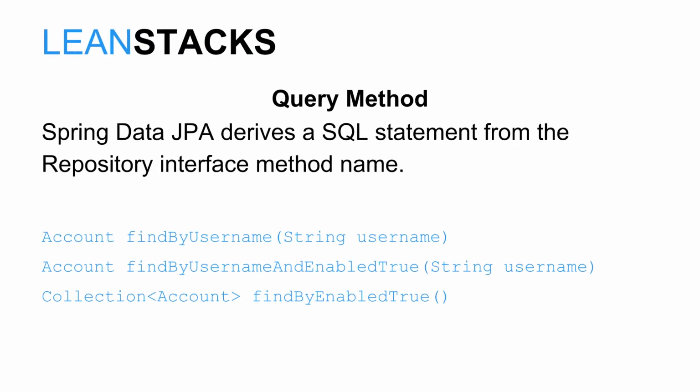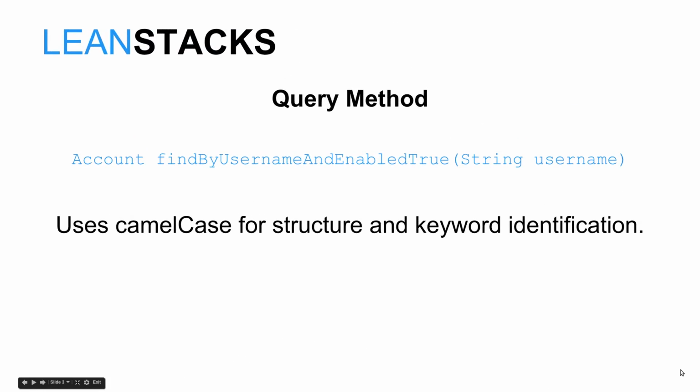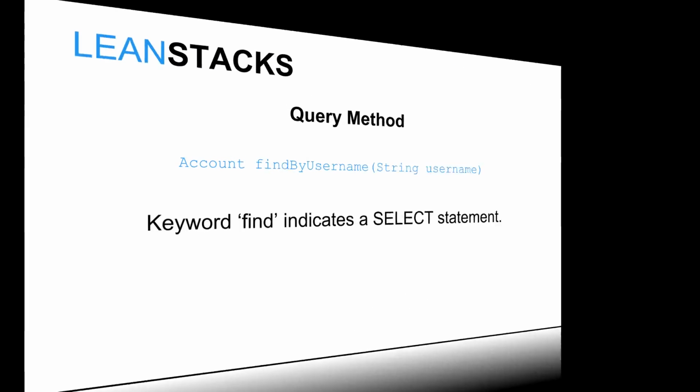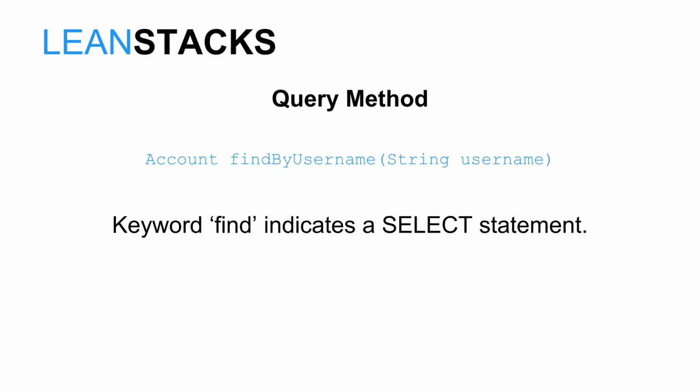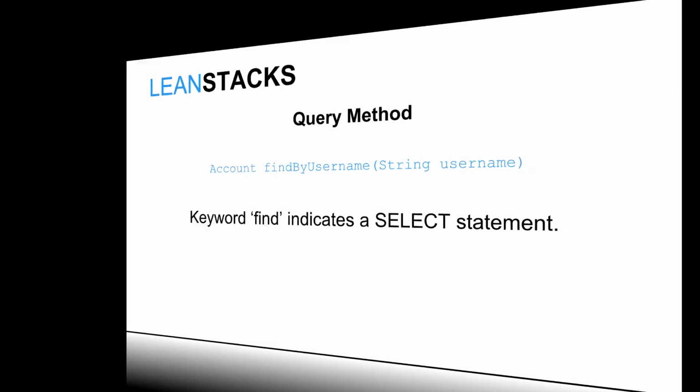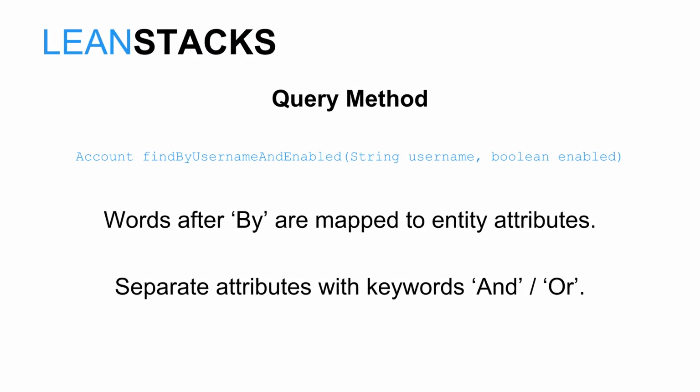Using the query method approach, Spring Data analyzes the structure of method names declared on repository interfaces and creates SQL statements. Spring Data uses camel case to parse method names into words. Next, it analyzes the words to create a SQL statement. For example, the method findByUsername is determined to be a select statement because it begins with the word find. Entity attribute names used in the where clause follow the word by in the method name.